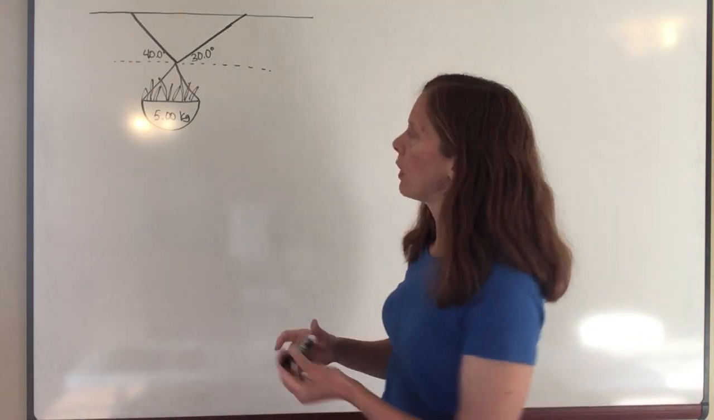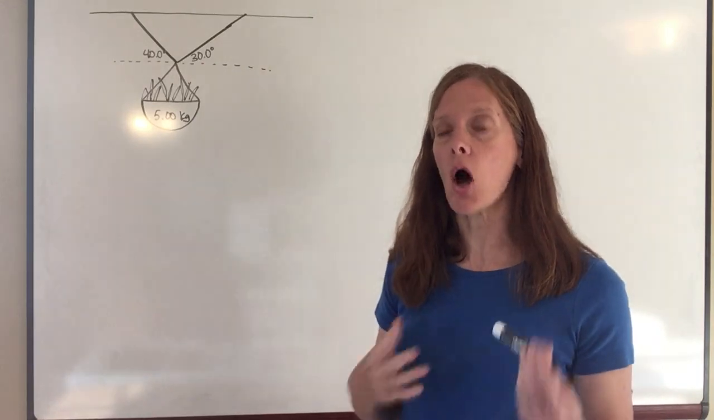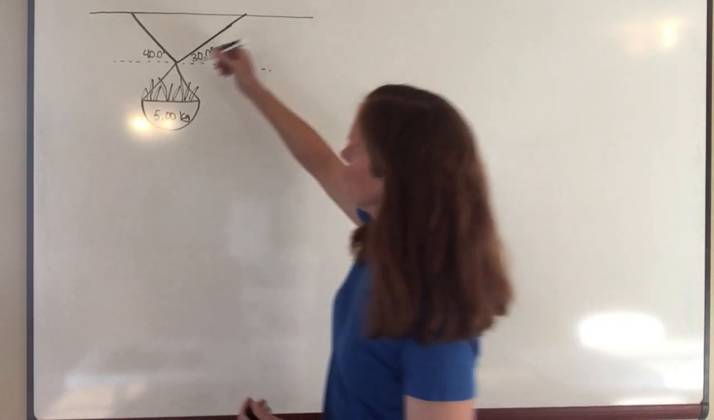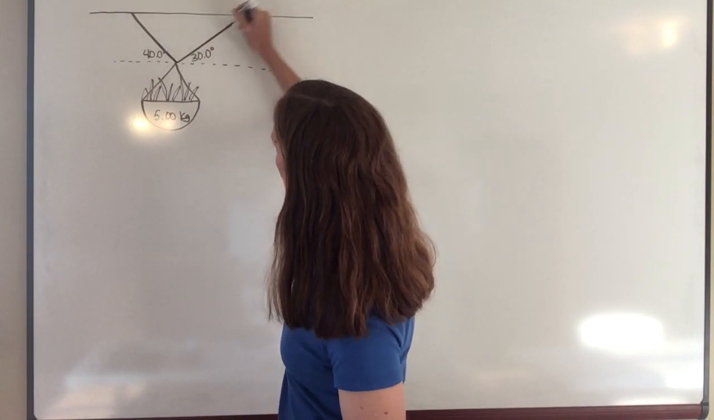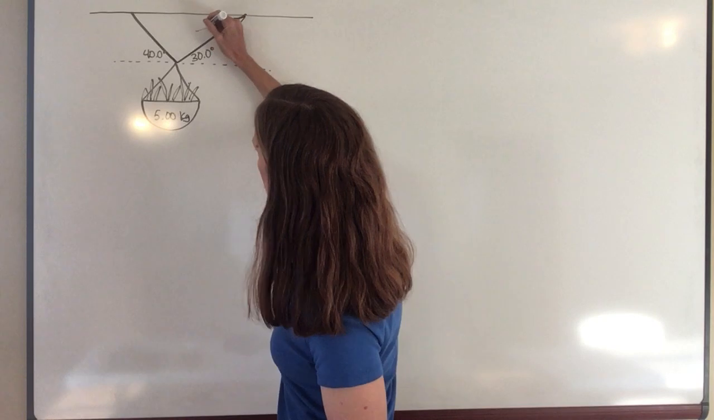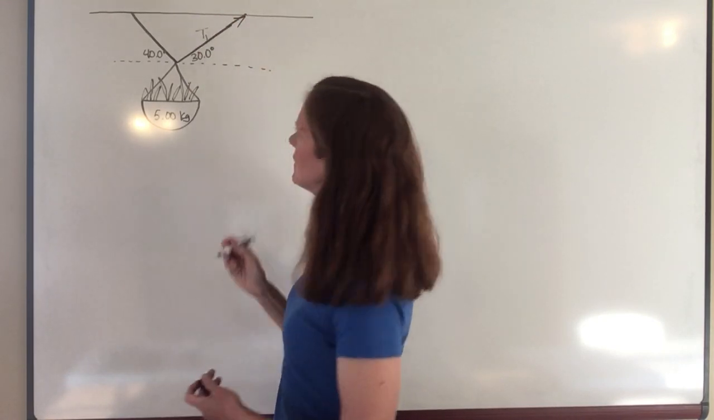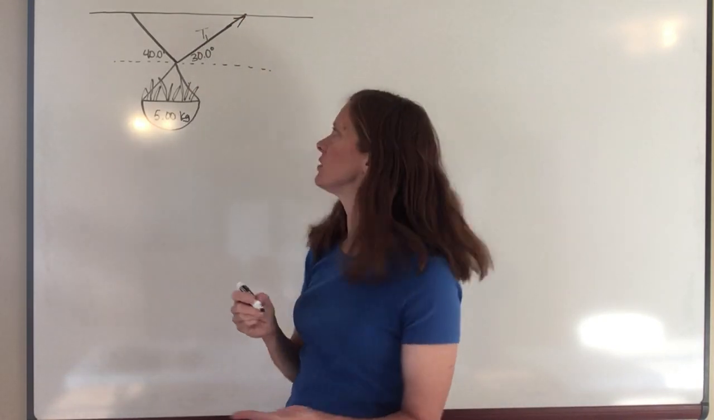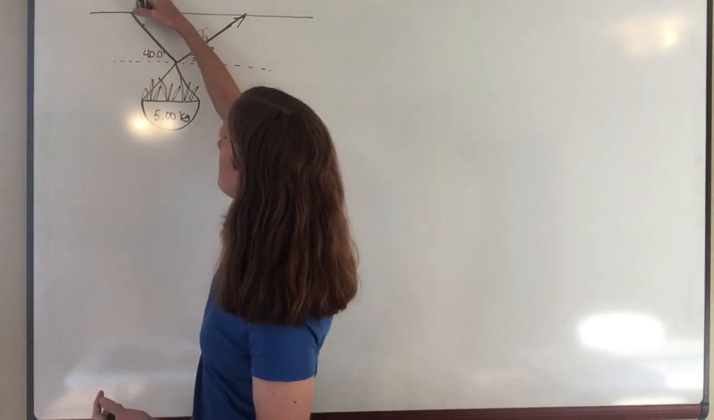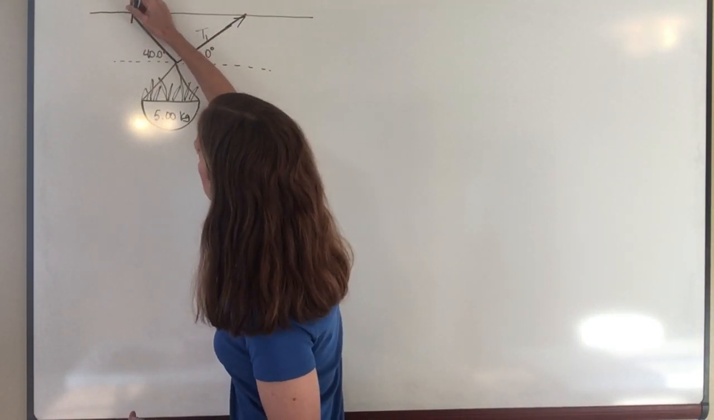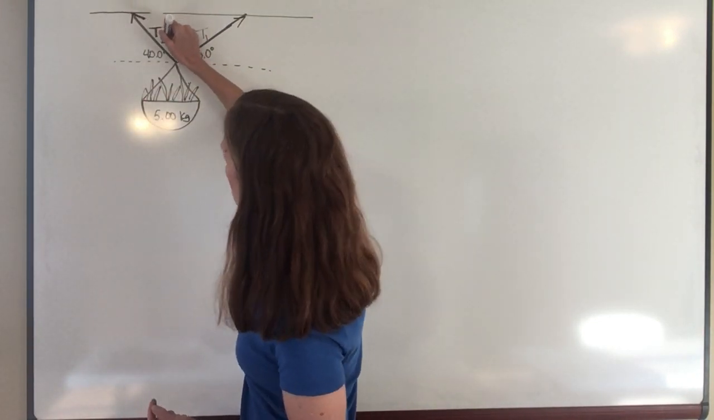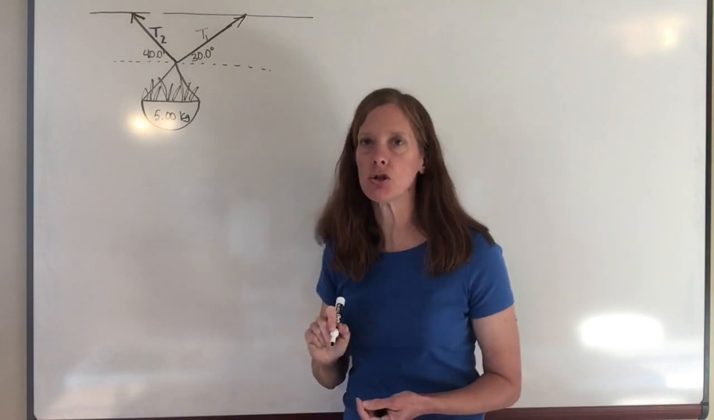Okay? So what we need to do is analyze all of the forces that are acting on this flower pot. So this string is pulling upwards with a force in this direction, and so we're going to call this T1 because that's the tension in the string or in the cord. This cord is going to be pulling upward here, and so this is going to be T2. We'll call that one T2.